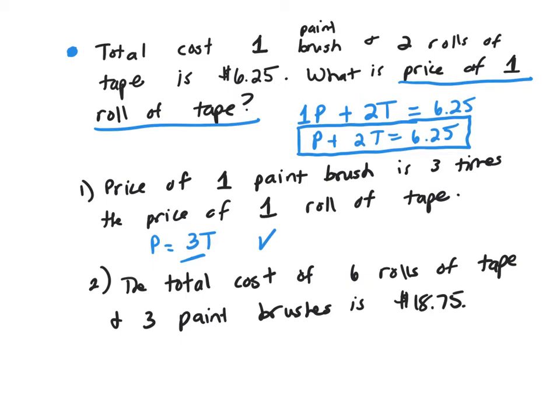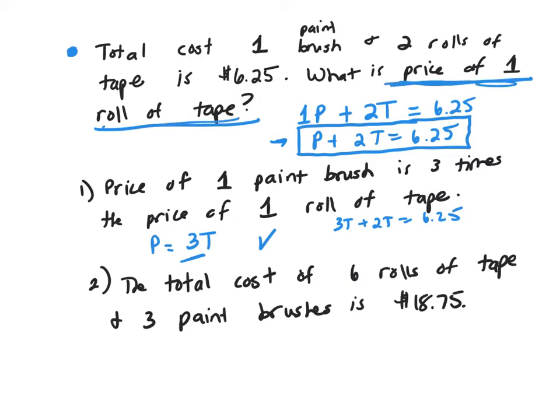I think my microphone cut off for a minute. If you take 3T and substitute in for P in this equation, you have 3T plus 2T equals 6.25, and you could solve for T. And that's what you're trying to find, the price of one roll of tape.